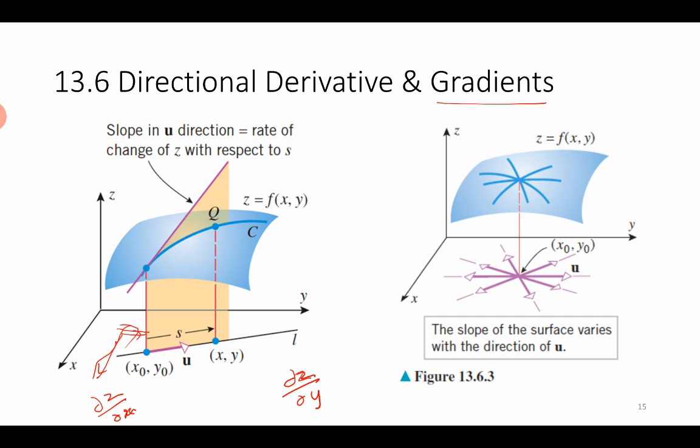Directional derivatives allow us to compute the rates of change of a function with respect to the distance from a particular point in any direction. That's the major difference here between the regular partial derivative and the directional derivative.